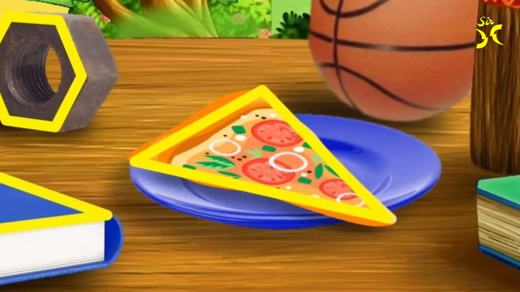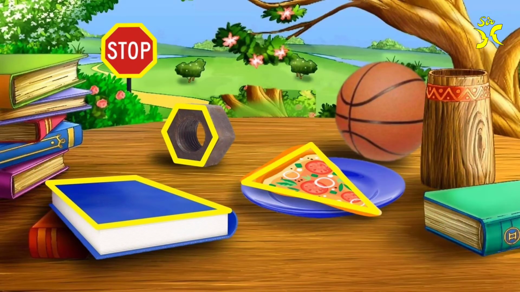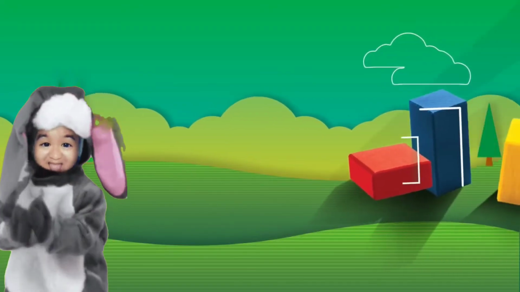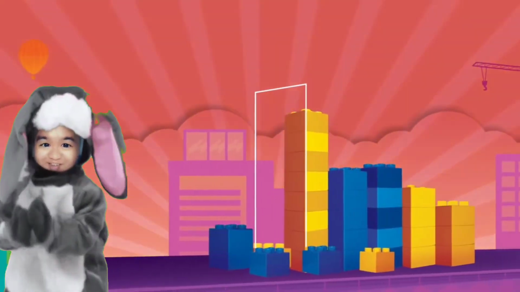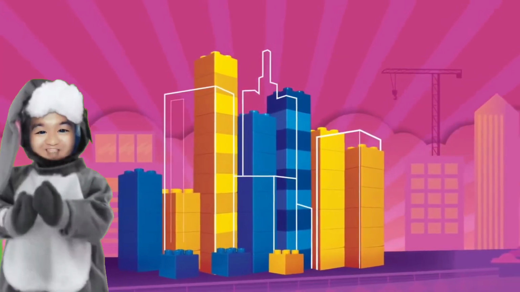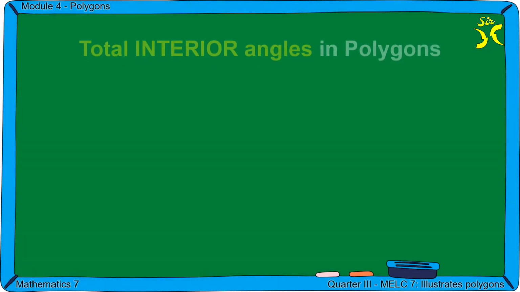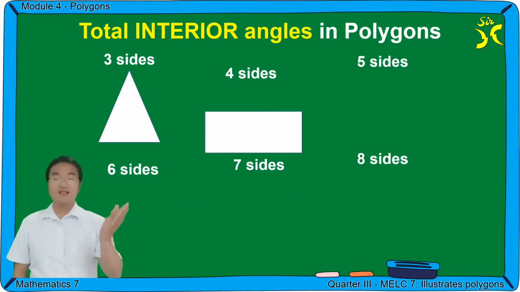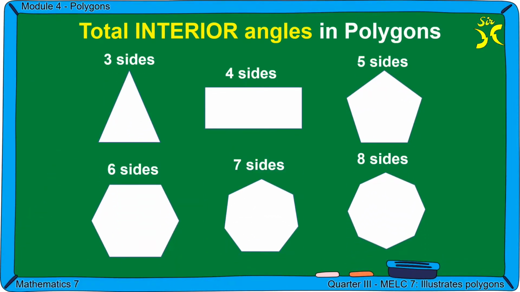Wow, excellent! All these objects are polygons. Like math, polygons are everywhere. You only need to look around you and pay close attention. Let's find the total interior angles of the following polygons.